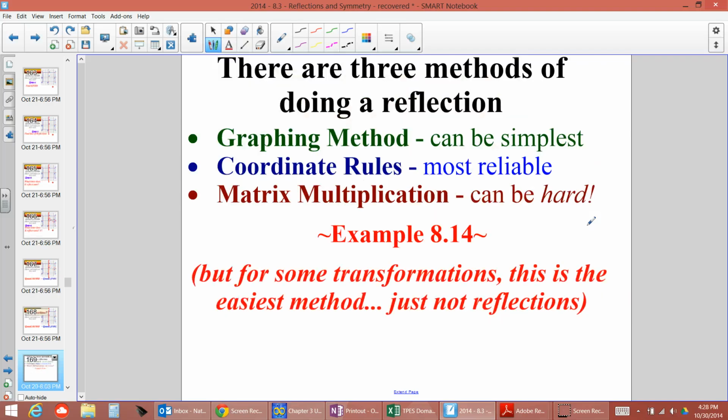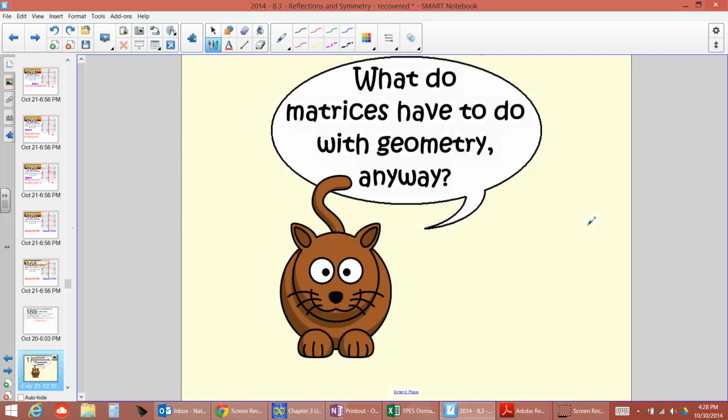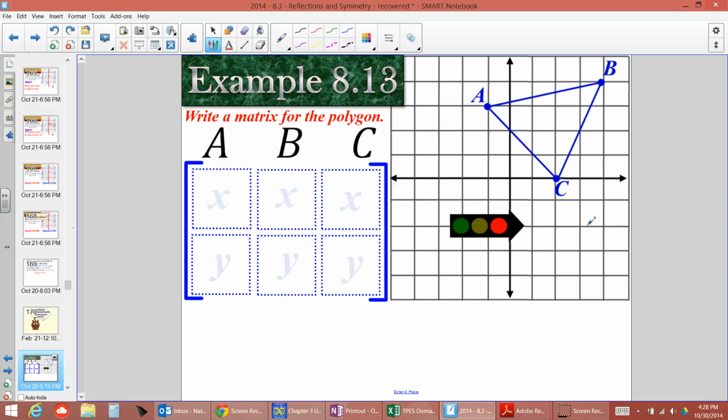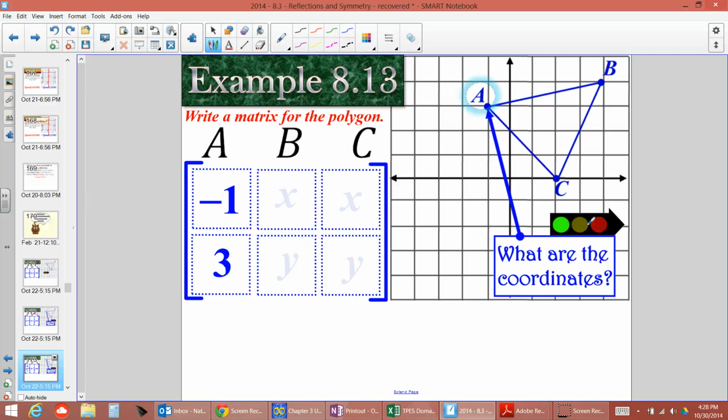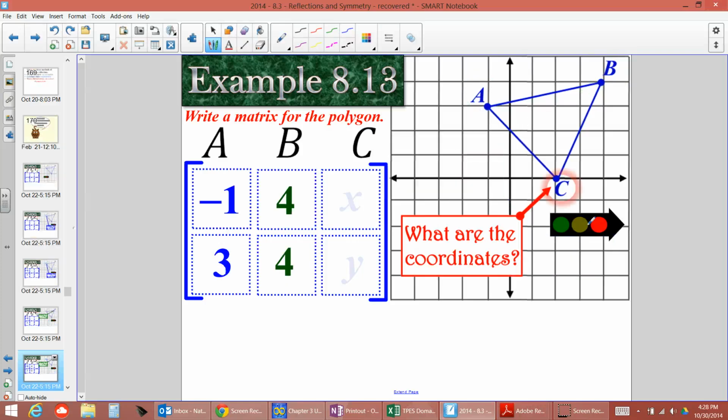So graphing method is good. Matrix multiplication, I told you we're skipping matrix multiplication because it's so long that you don't even need to do it. Just make sure you write down these coordinates in your matrices. Okay, don't forget x's go on top, y's go on bottom.